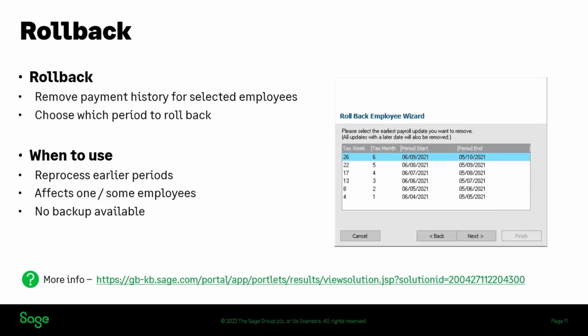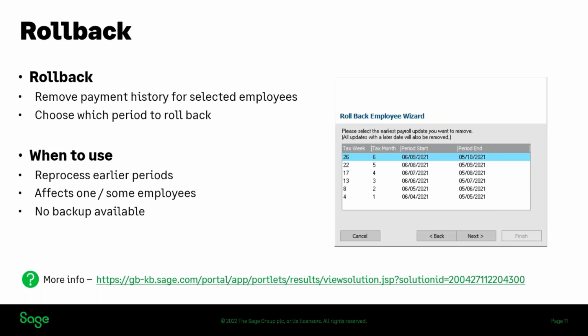When would you use the rollback? When you would use a rollback, it would be either to reprocess an earlier period. So if you need to go back a couple of periods, or if you've lost your backup, so if there's no backup available as well, you can use the rollback option. And this is good if it only affects one or some employees. So again, I'll highlight that in the demonstration in a minute.